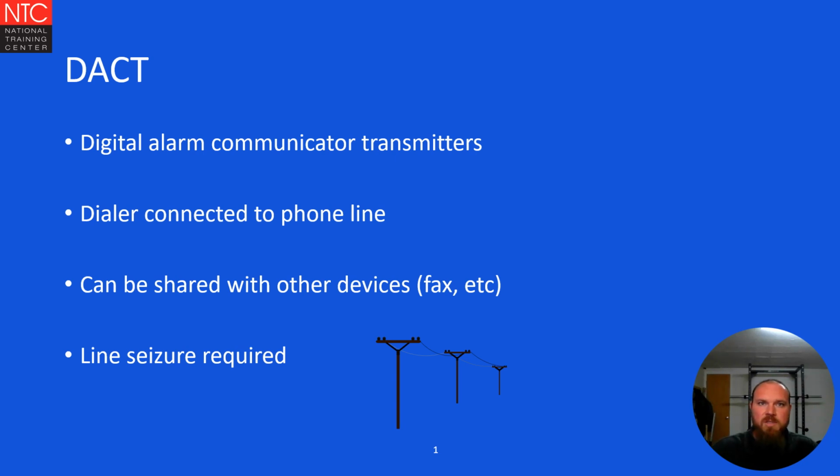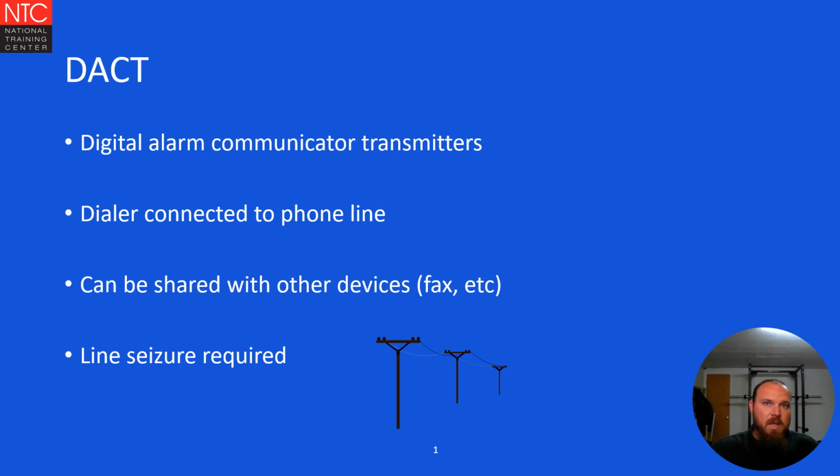Communication to an off-premises monitoring company is oftentimes a requirement for most fire alarm systems. Let's take 2 minutes to learn more about DACTs, one of those communication methods. So what a DACT is, it's a digital alarm communicator transmitter. Essentially, you've got a dialer connected to the phone line. Now, that dialer can be shared with other devices, such as faxes.